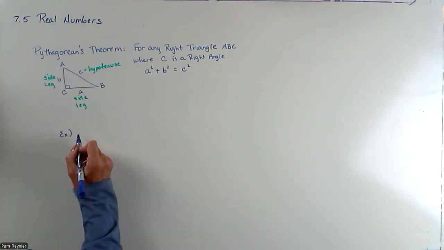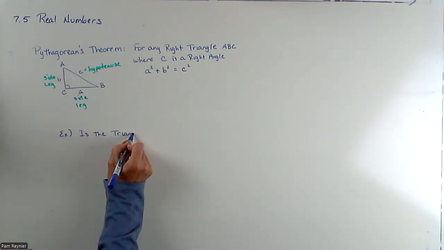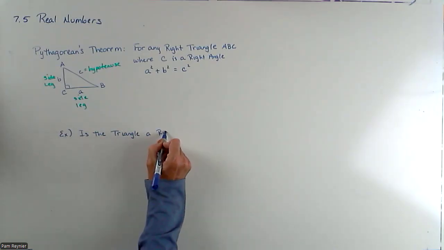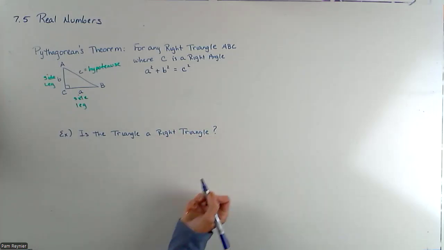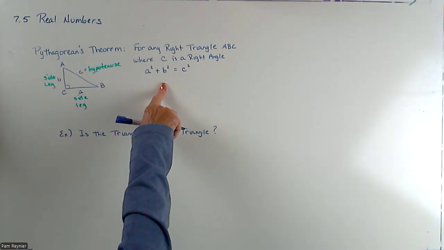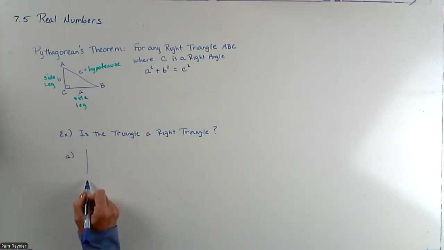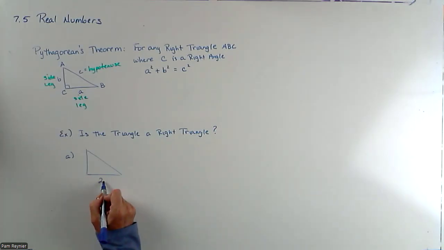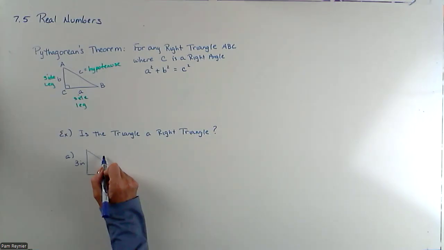Is the triangle a right triangle? Well, if the Pythagorean theorem works, then it's a right triangle. So let's start with this one. Let's say I give you a triangle. It looks like it's a right angle, but you don't have the symbol, so you cannot assume. But this is 2 inches long. This is 3 inches long. And this is root 14 inches long.